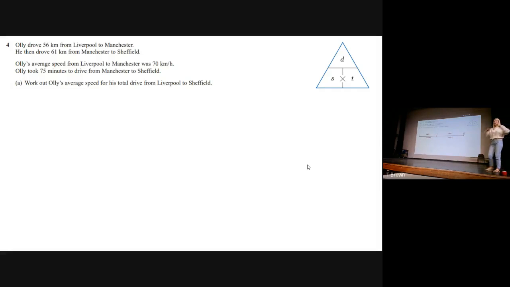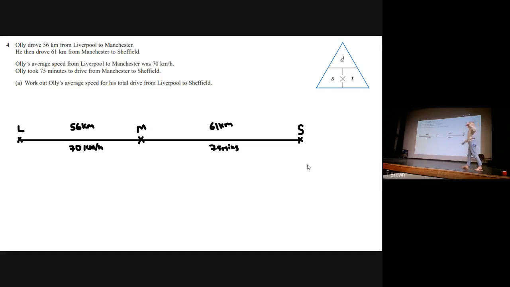Now, if you want the speed for the whole journey, we can't have the speed for that bit and the speed for that bit. It doesn't make any sense. You've got to get the total distance from the start to the end and the total time from the start to the end. Okay, so that's what we're going to try and work out. We want the average for the whole journey. I've got to know how far it was completely and how long it took me completely.